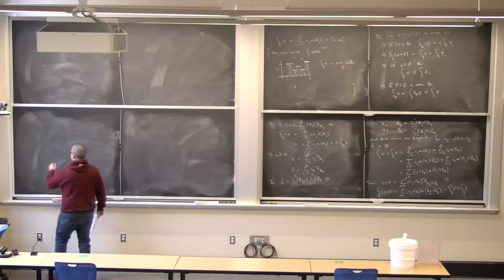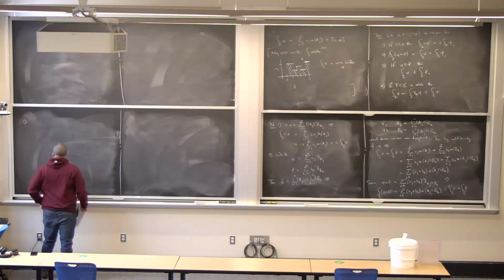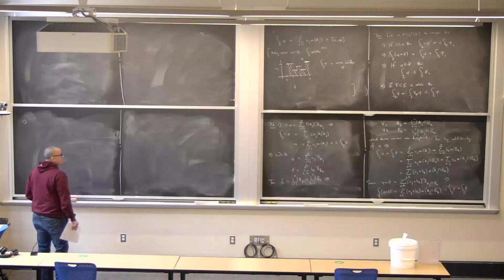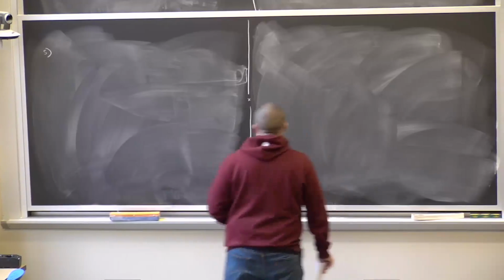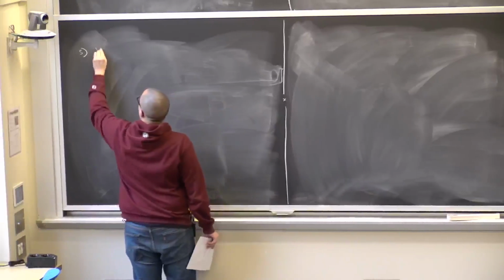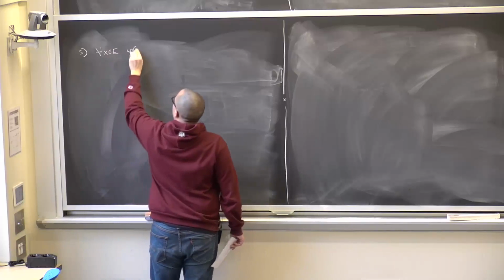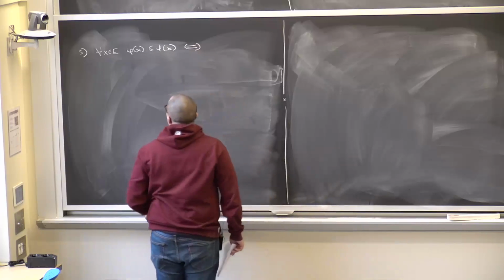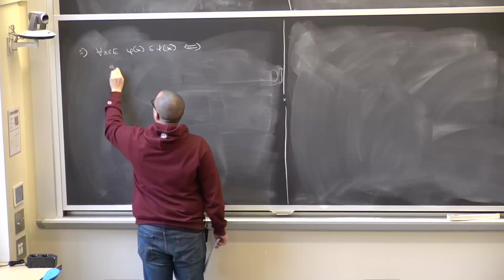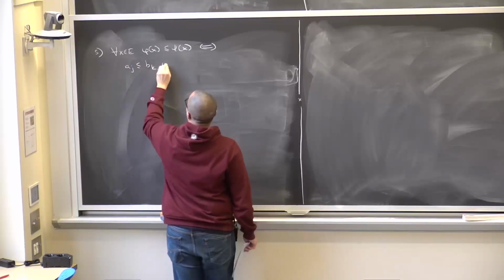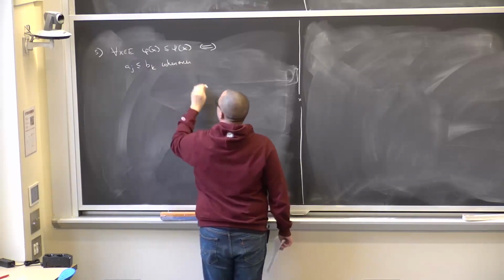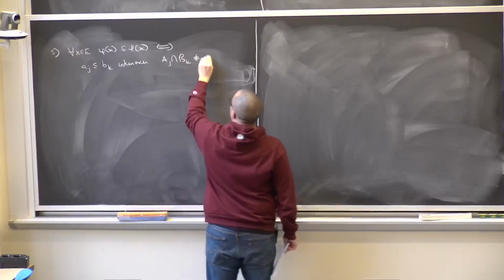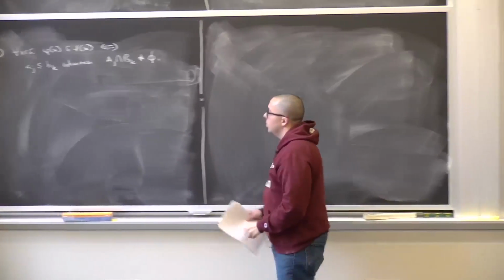3 is not too difficult either. So again, let's assume that phi and psi are written in this canonical way. Then for all x in E, phi of x is less than or equal to psi of x. This is equivalent to aj being less than or equal to bk whenever Aj intersect Bk is non-empty. Okay?